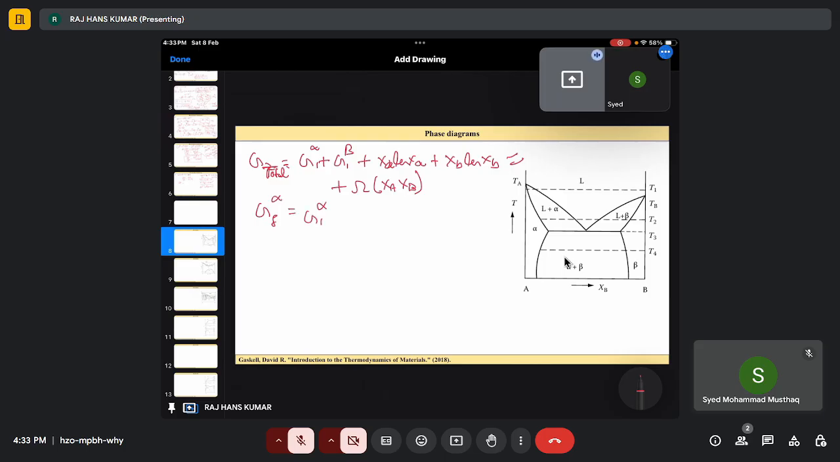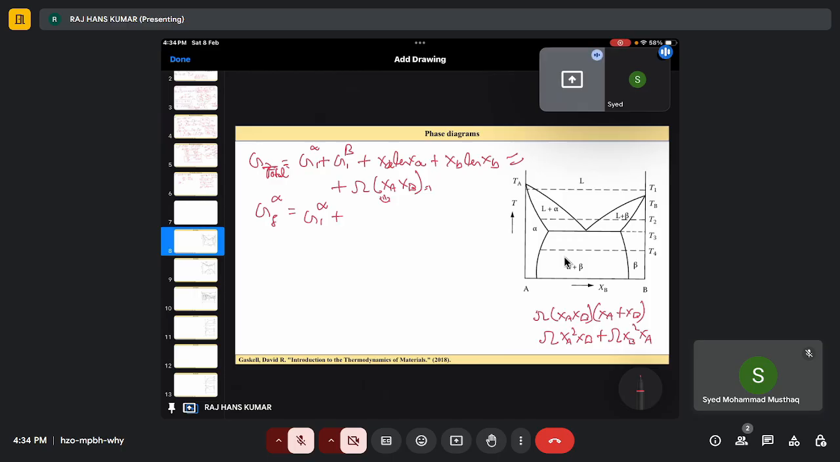See, you can write this term into components, right? For example, if you just multiply this guy with XA plus XB, we know XA plus XB equals 1. So if I multiply XA XB times XA plus XB, this will be equal to XA square XB plus XB square XA.